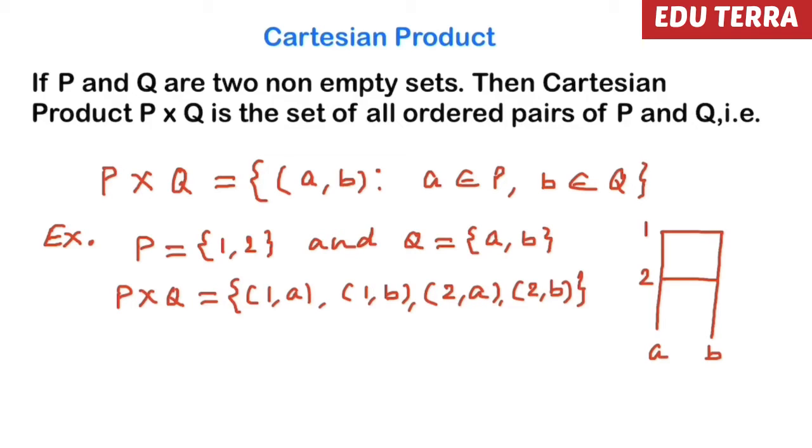Look, how can you find the total number of ordered pairs or elements of P cross Q? Just multiply the number of elements of P and Q to check your answer. P contains 2 elements and Q also contains 2 elements, so 2 twos are 4. Total 2 cross 2 equals 4 ordered pairs.